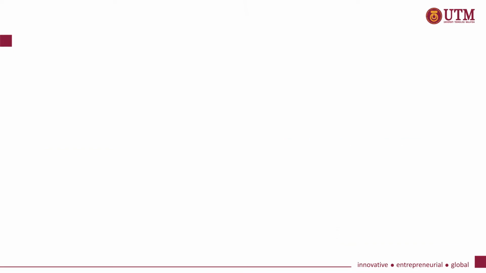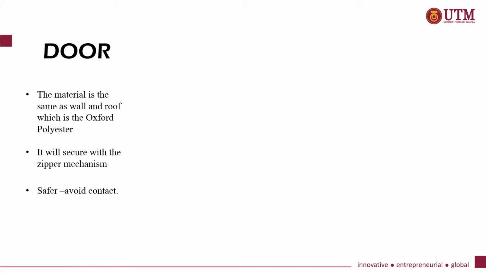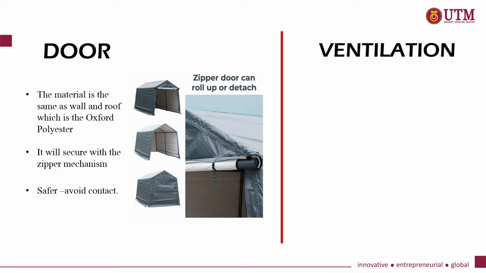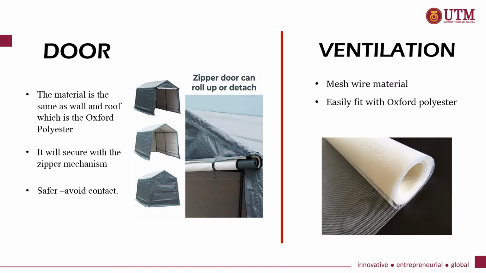As for the door, the material is the same as the wall and roof, which is the Oxford polyester. It was secured with the zipper mechanism, and it could be a roll-up door, so it is safe to avoid contact. Next, we will use mesh wire as the ventilation for this project because it easily fits with the Oxford polyester material.